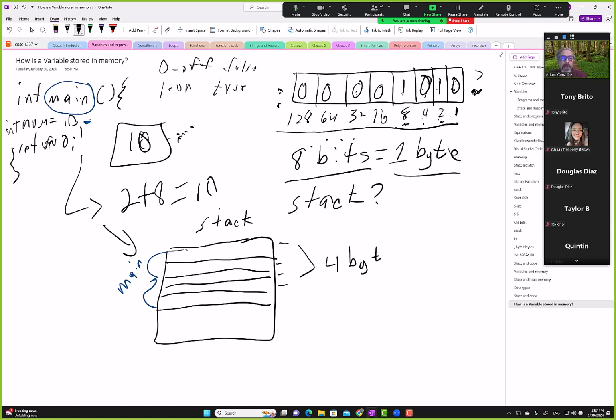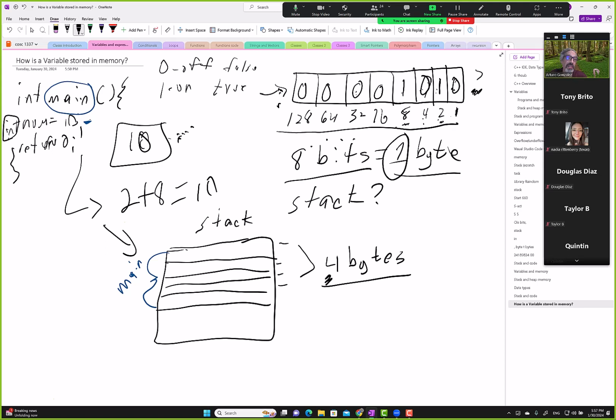Okay, making 4 bytes. And your question should be, well, why do we need 4 bytes if this is 1 byte for the number 10? Well, we need 4 bytes because integers, right? Integers or whole numbers in C++ are stored in 4 bytes of memory. We've already figured out 1 byte here. So what would the other bytes be? Right?